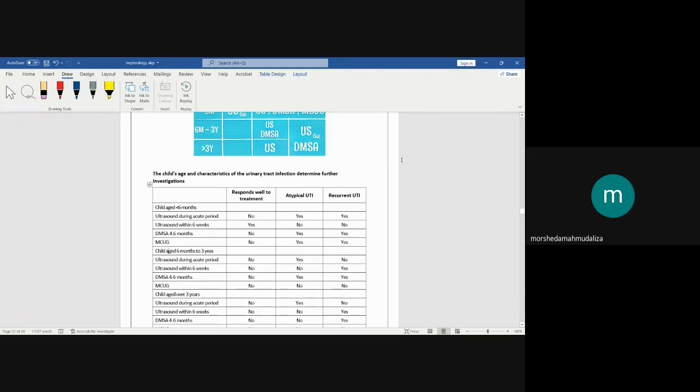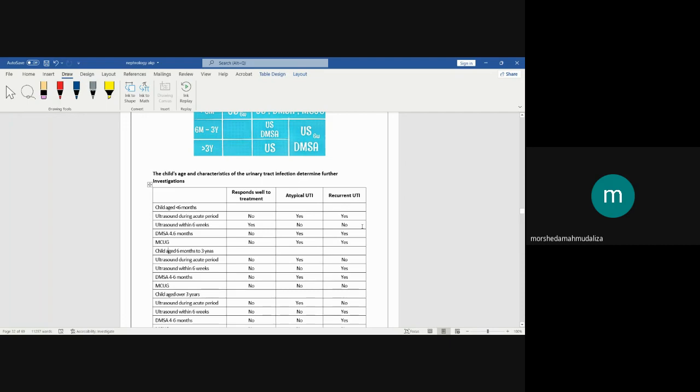Okay, and MCUG only for less than 3 months, atypical and recurrent UTI, nothing more than this. So MCUG, previously it was different. So remember, less than 6 months, atypical recurrent UTI, you require MCUG, but less than 6 months, any kind of urinary tract infection, you require ultrasound. But it depends, immediately or you give it after 6 months.